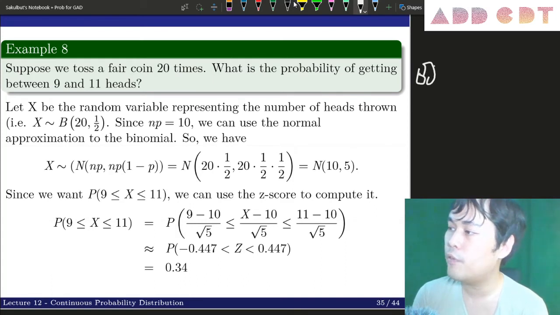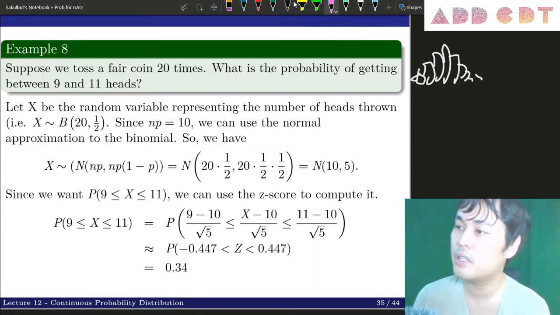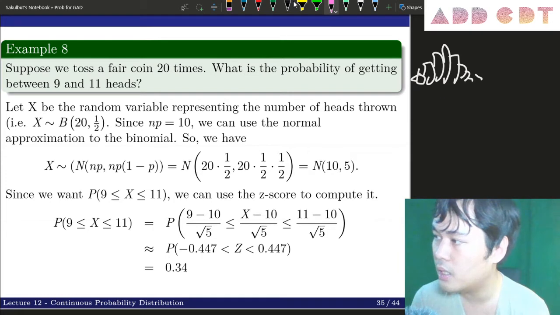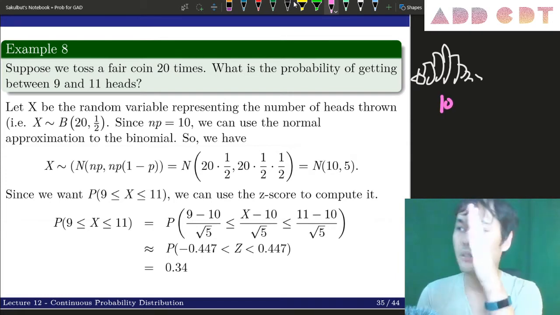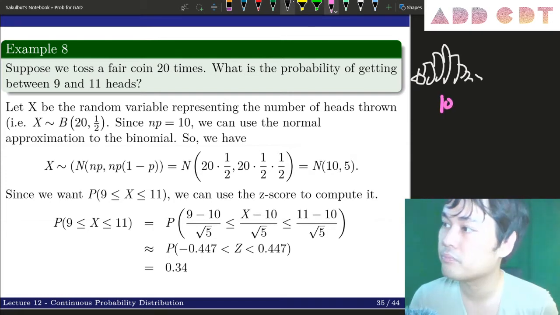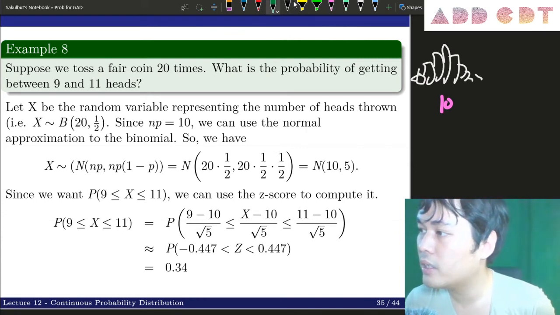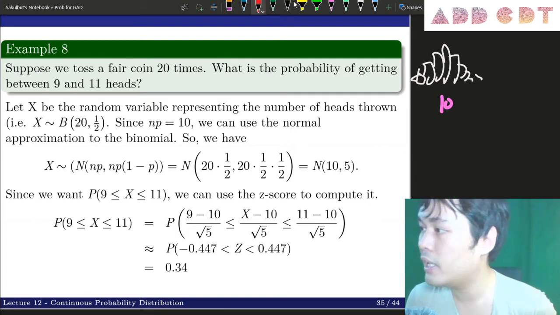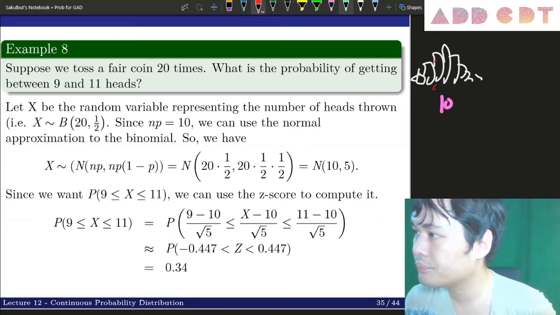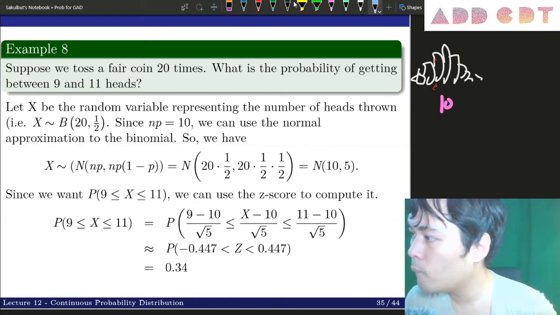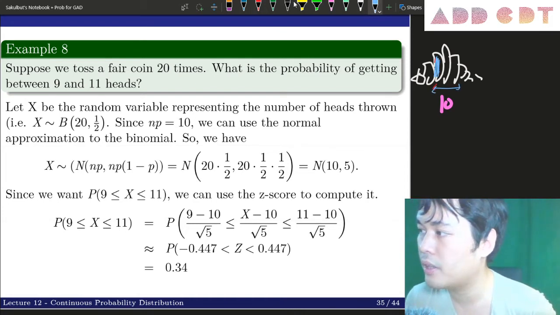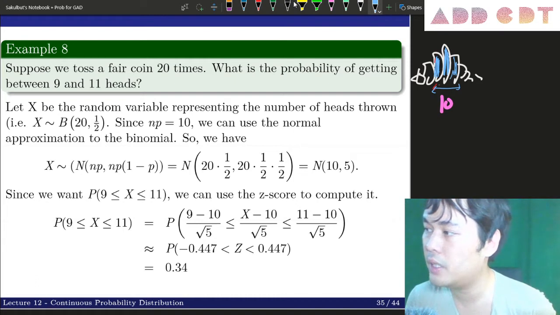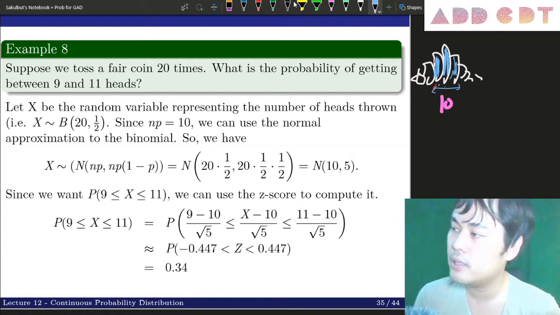If you use the applet or just visualize the question, since we throw 20 times, the center is gonna be at 10. The average number of heads is 10. Then we want to find the probability that it's between 9 and 11. So we are looking at these 3 bars, the sum of these 3 bars when the number of heads is 9, 10 and 11.